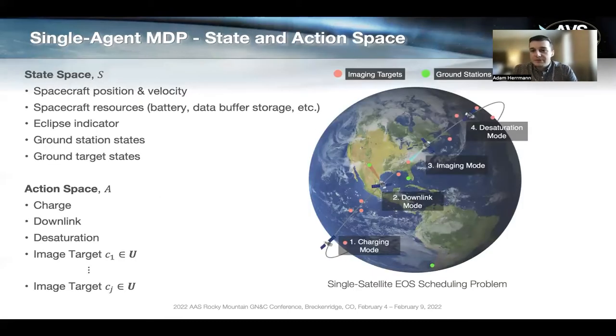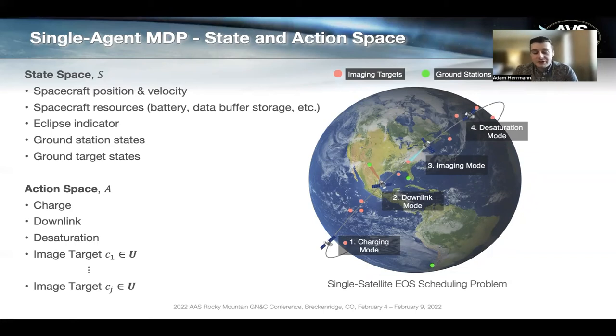So onto our specific formulation of the problem. The state space includes spacecraft position and velocity states. We also have a number of states that deal with the spacecraft resources, like the battery level or the level of the data buffer. We have an eclipse indicator, which helps the agent make decisions for maintaining its battery levels. And then we have different ground station states for downlinking and also ground target states for imaging.